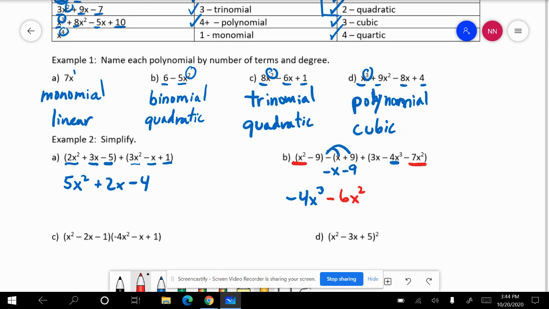Now I'm going to look at my x's, and when I'm looking at my x's, I have the negative x and I have the 3x. So that right there would be 2x. And when I'm looking at my constant values, I have the negative 9 and the negative 9, which is negative 18.